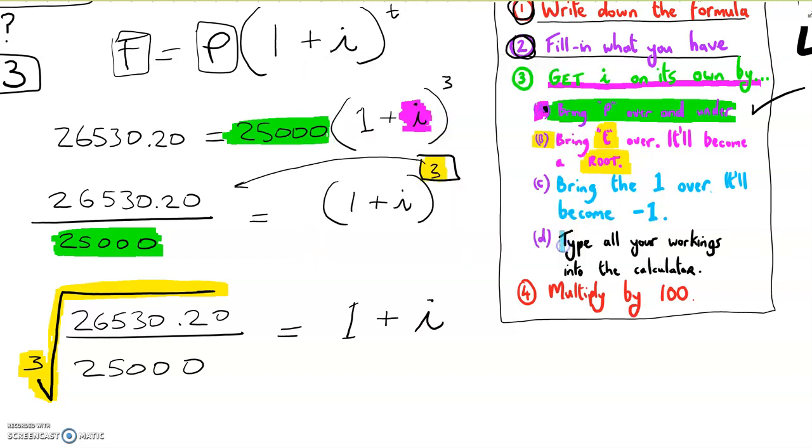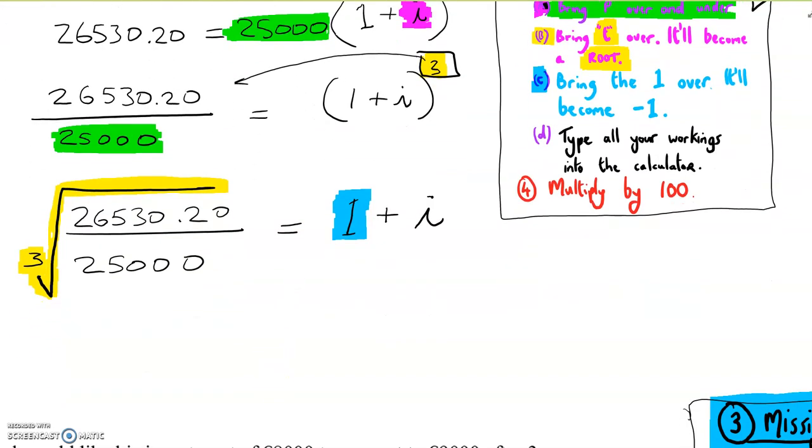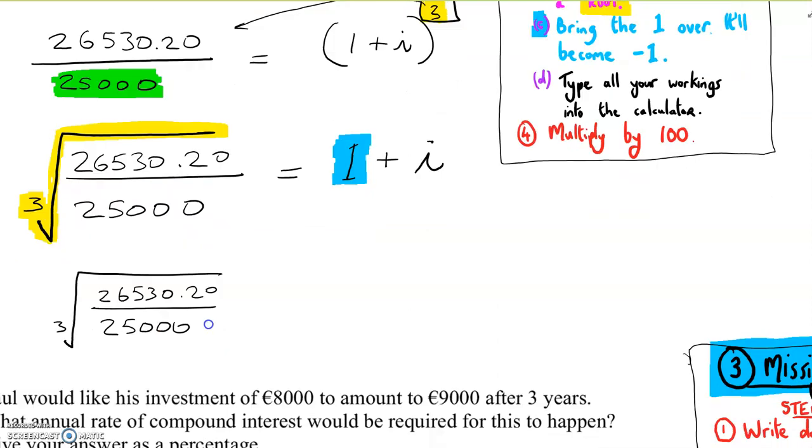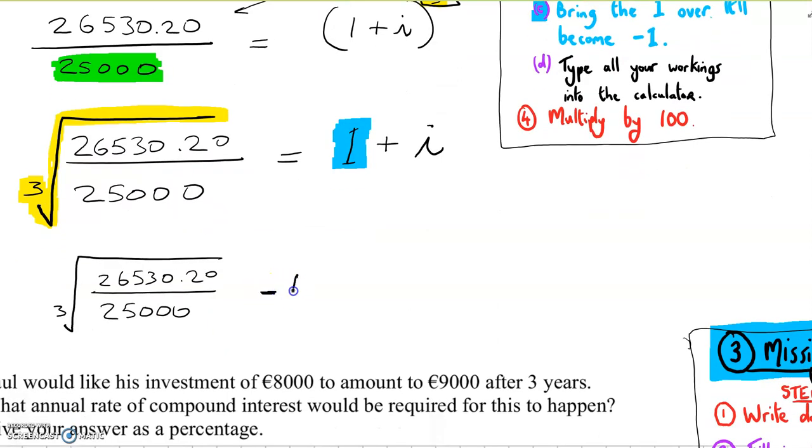Okay, new highlighter color, blue. We bring over the 1. So we've got to bring this over now. We've almost got I on its own now. We just need to do a couple more things. So what's over here is root 3, 26,530 and 20 cent over 25,000. We're going to bring over that 1 and it's going to become a minus 1. Okay, and the I is still there. So there it is there. That's that bit. We just brought it over, plonked it in there. There it is there. Okay, now I type all of my workings into the calculator.